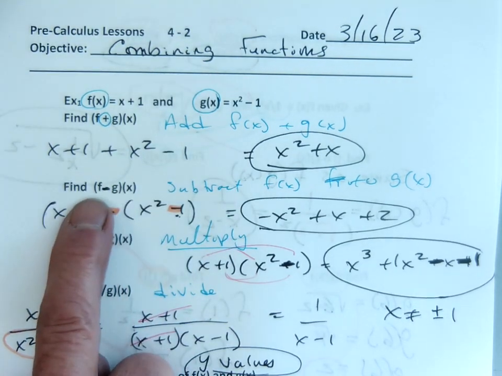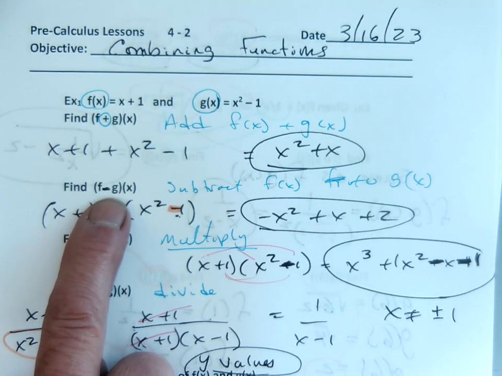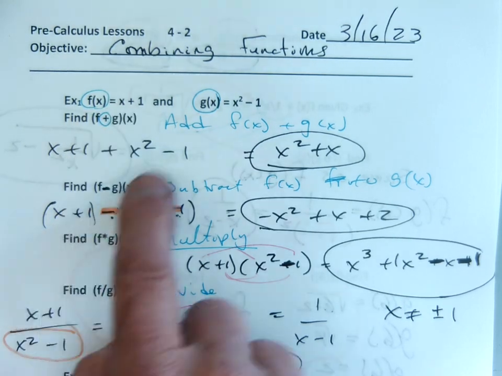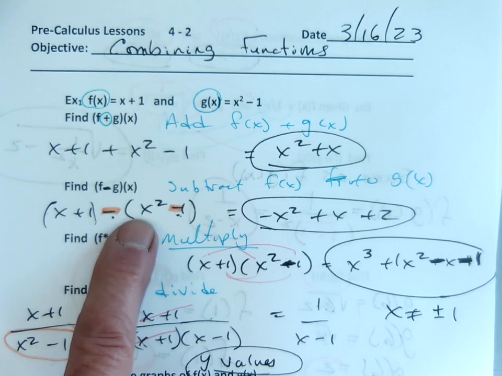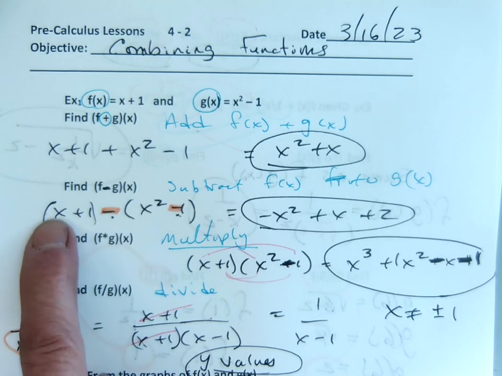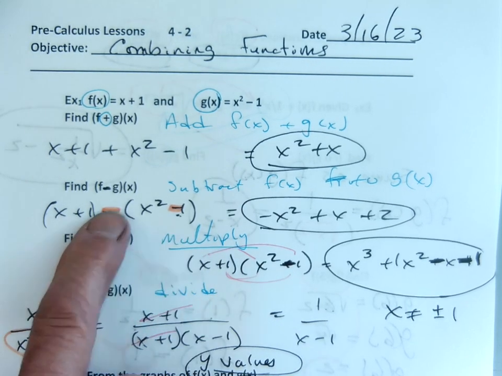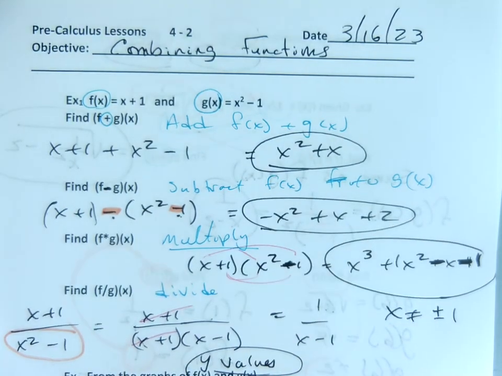Same thing, this says take f of x and subtract from g of x. So I took f of x, subtract from g of x. Got to be careful of my double negatives, but I do get a negative x squared, positive x, and then I get a positive 1, so I get a 2. So I just subtract them.